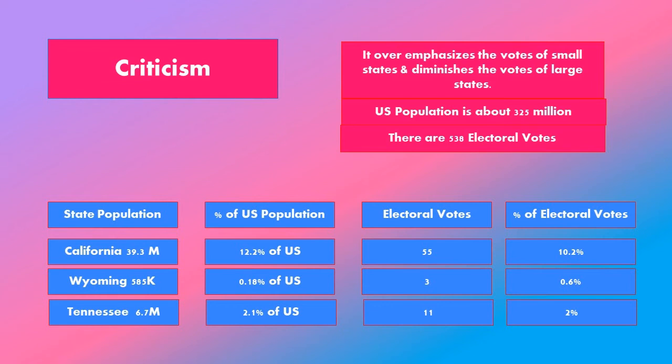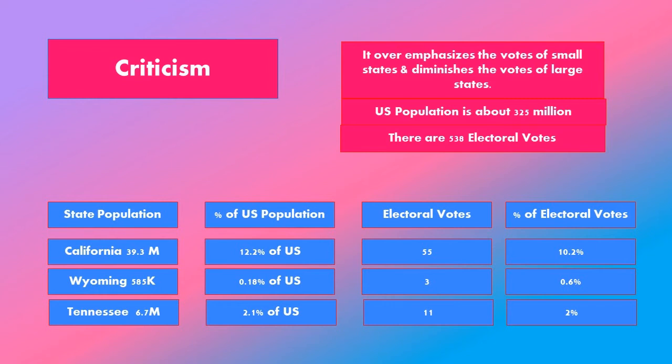Wyoming, on the other hand, our smallest state, they have 585,000 people. So that means they have 0.18% of the United States population. But because the smallest number of votes anyone can have is 3, Wyoming has 3 votes, which means that they have 0.6% of the electoral votes. Not a lot, but that means the votes of Wyoming are overemphasized and the votes of California are underemphasized.